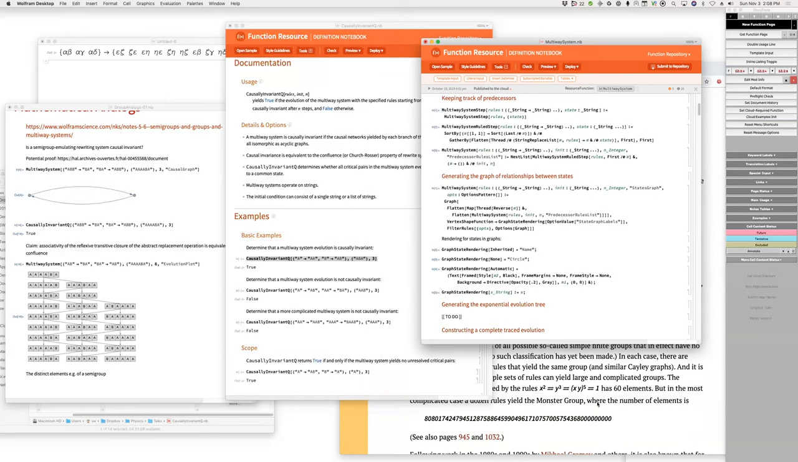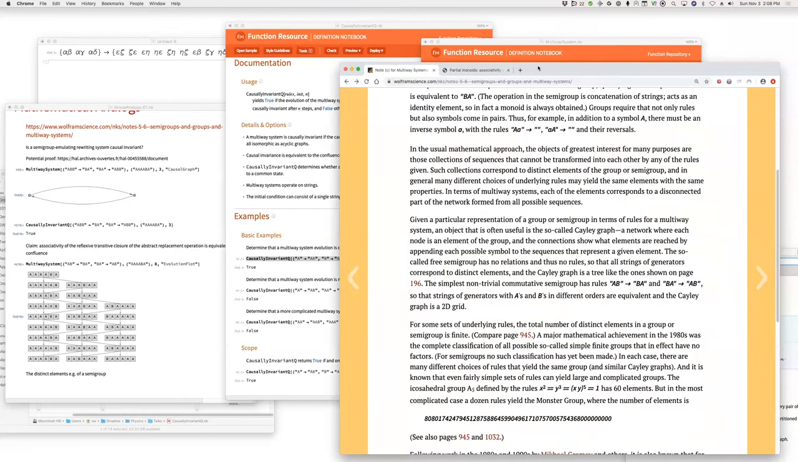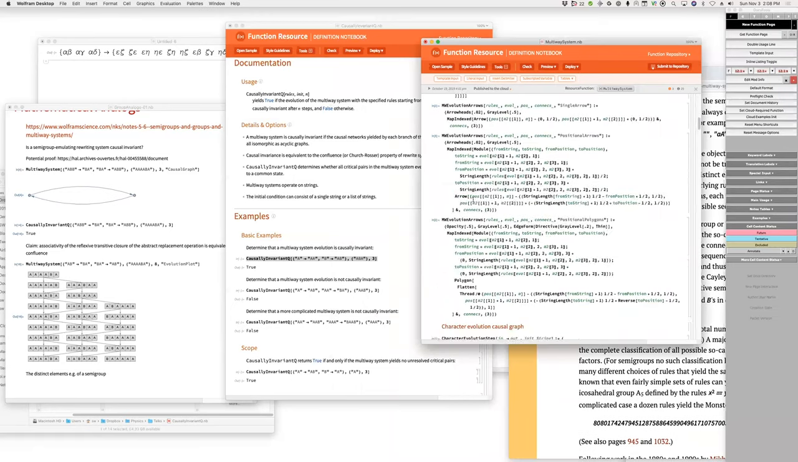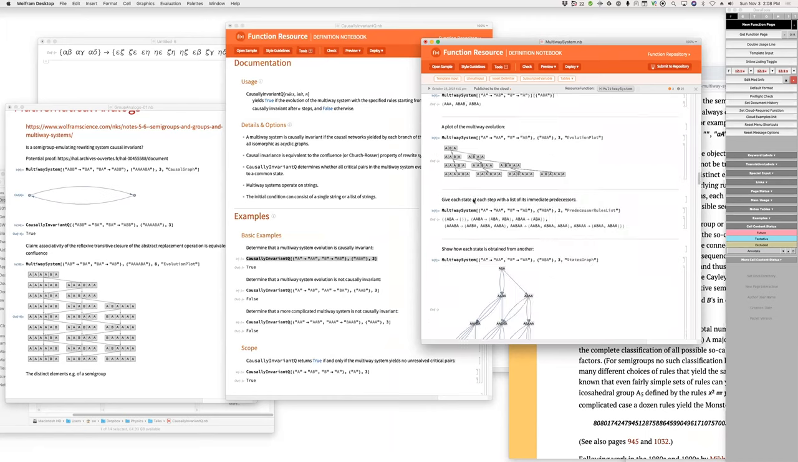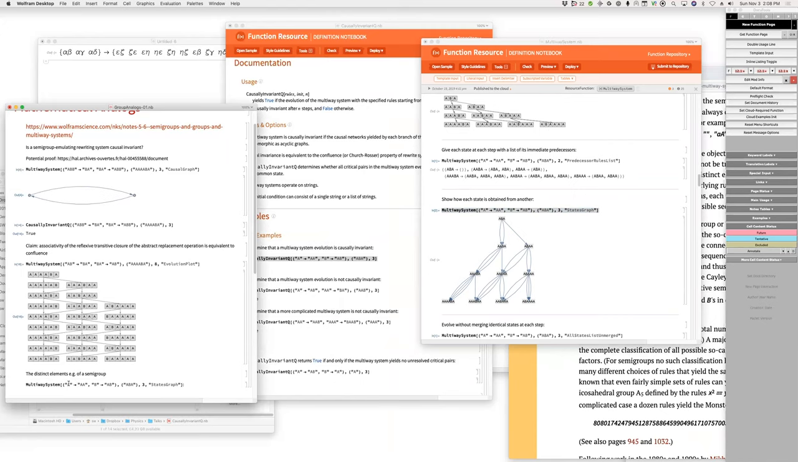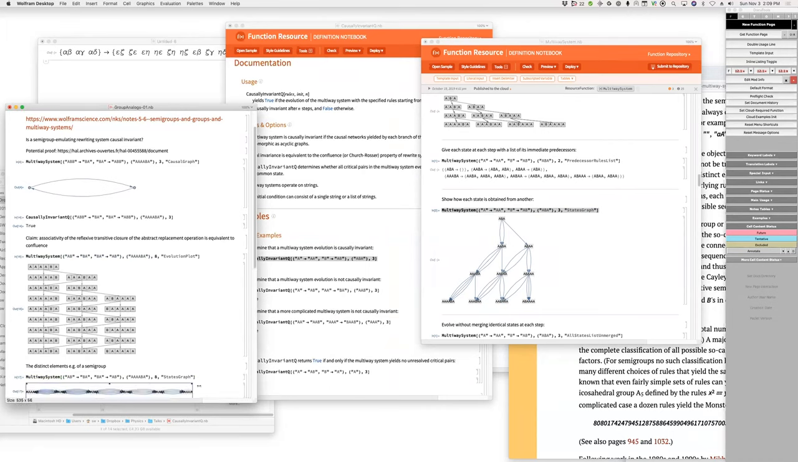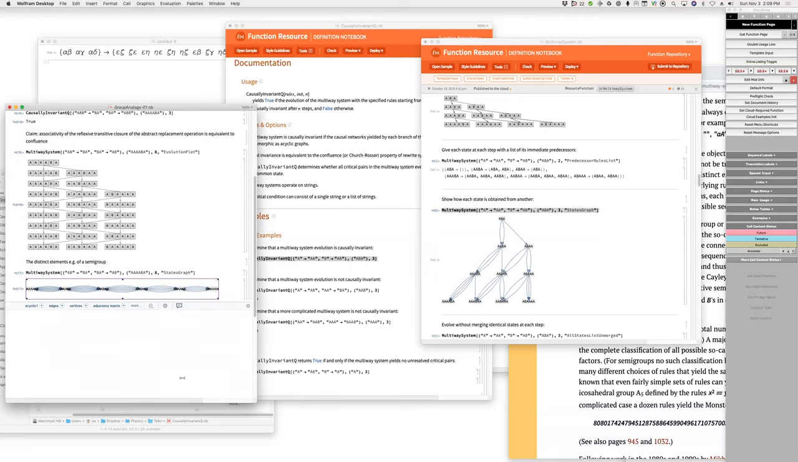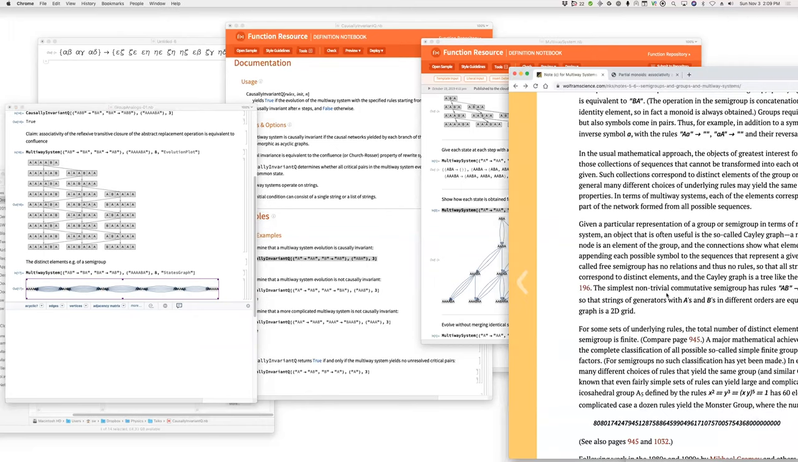I'm not sure. So let's take the example that I make here, that AB goes to BA, that has a grid as its Cayley graph. So that would suggest that the states graph, I believe, is the Cayley graph. Am I mistaken here? Let's find out what this looks like. That's not looking the way I would expect. So this is claiming that AB goes to BA is a grid.